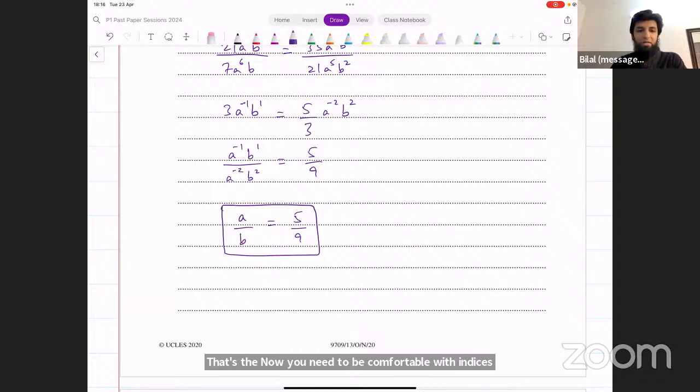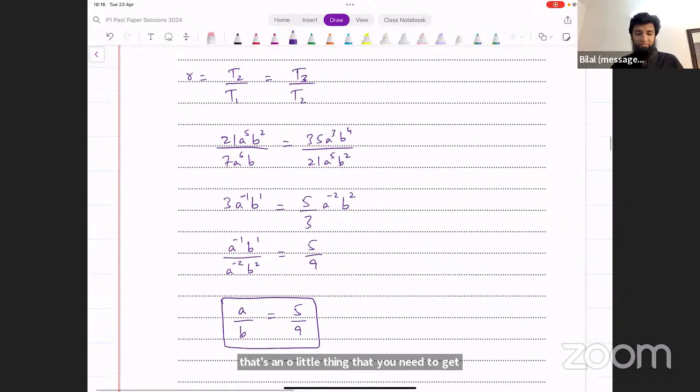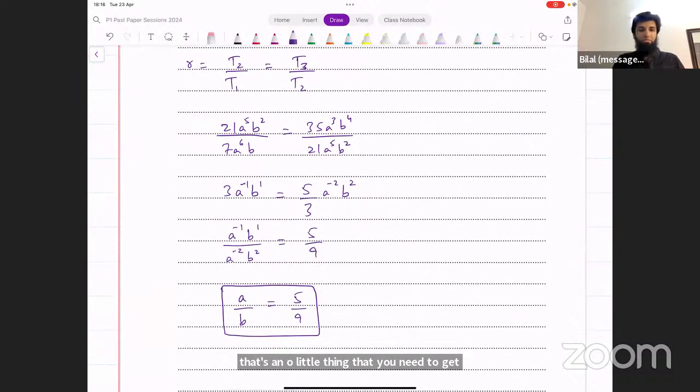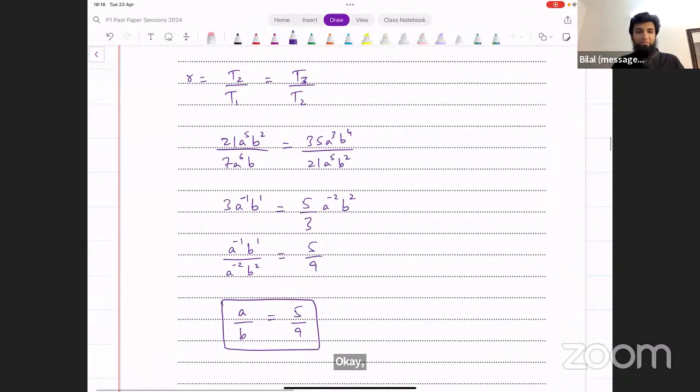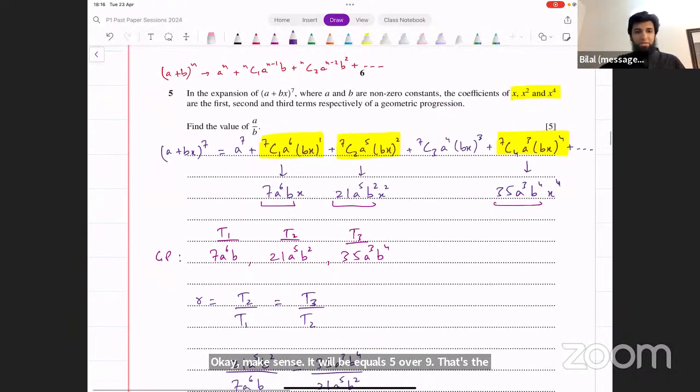Now, you need to be comfortable with indices here. Some people struggle with indices, and that's something that you should work on. That's something that's an O-level thing that you need to get comfortable with. Otherwise, you can lose easy marks like this. Okay, make sense? A over b equals 5 over 9. That's the final result that we get. Okay, so that was question number 5. Let's move on to the next one.